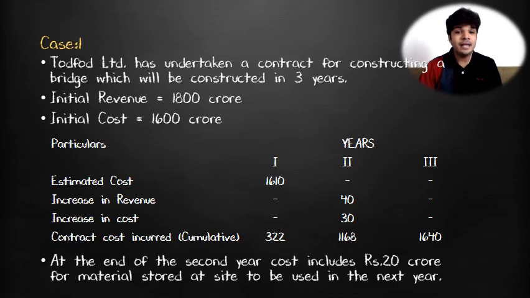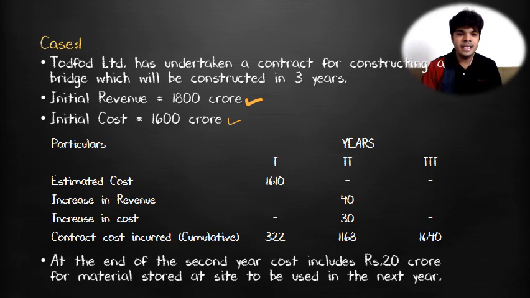Todford Limited has undertaken a contract for constructing a bridge which will be constructed in 3 years. Initial revenue is 1,800 crores. Initial cost is 1,600 crores. Particulars: estimated cost for year 1 is 1610. For second year there is no change. For third year there is no change.